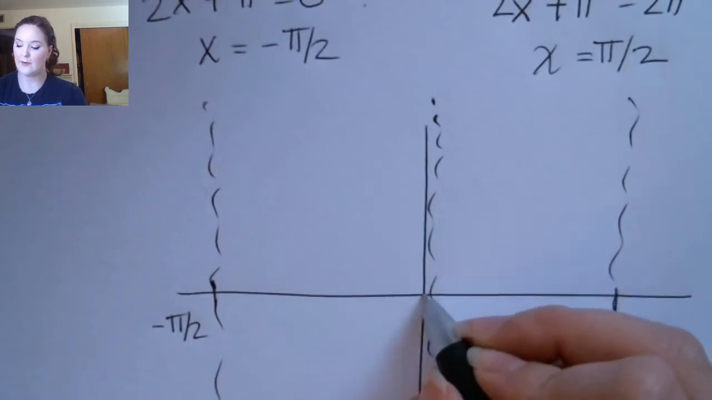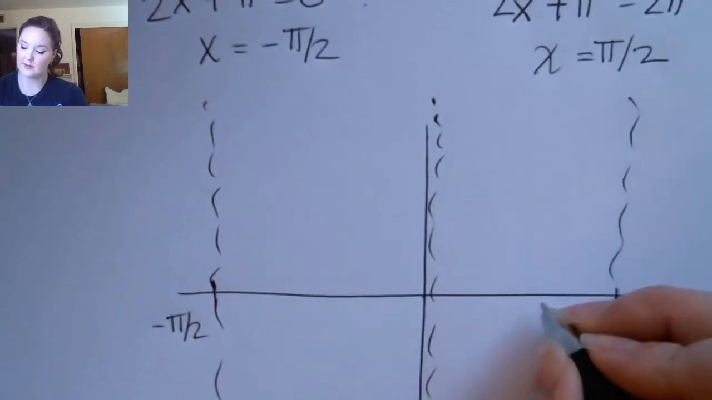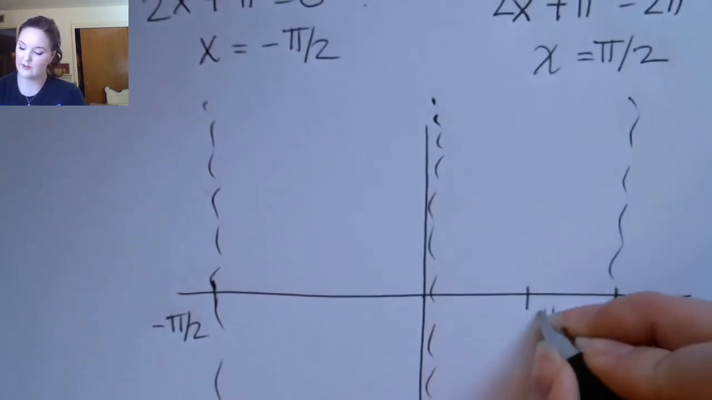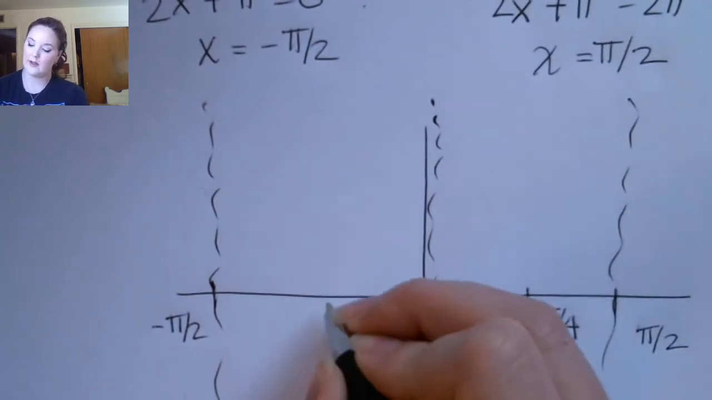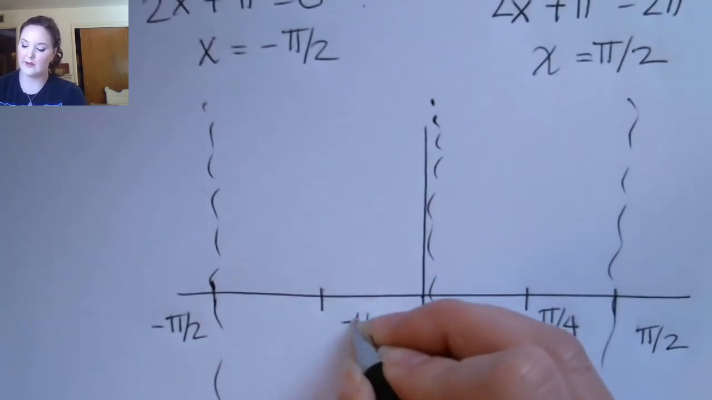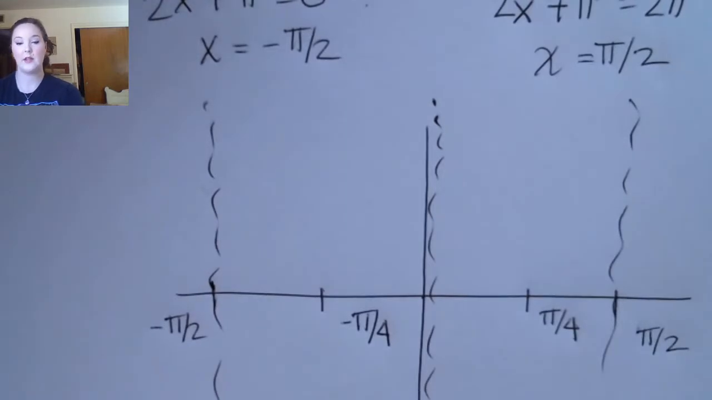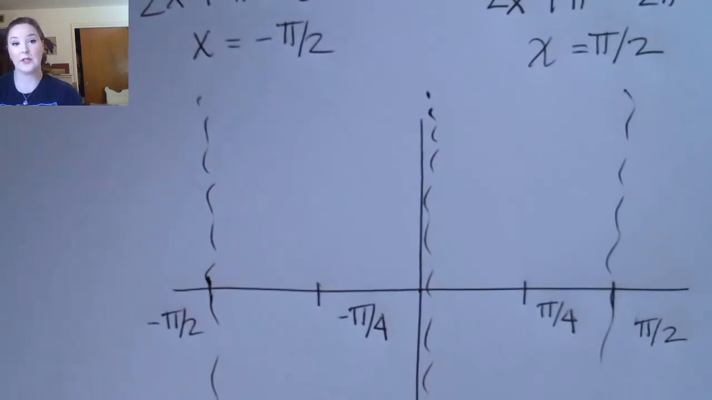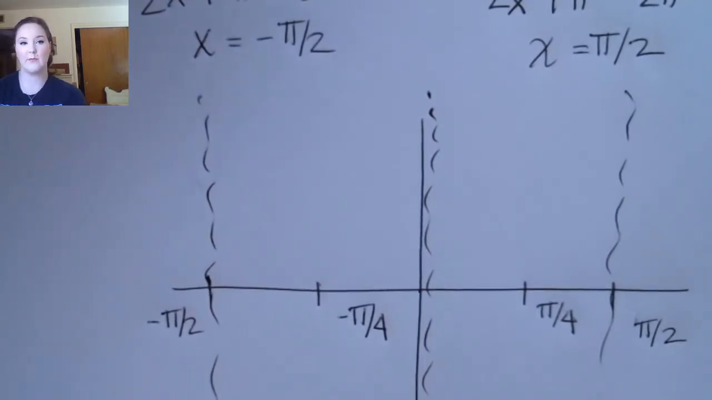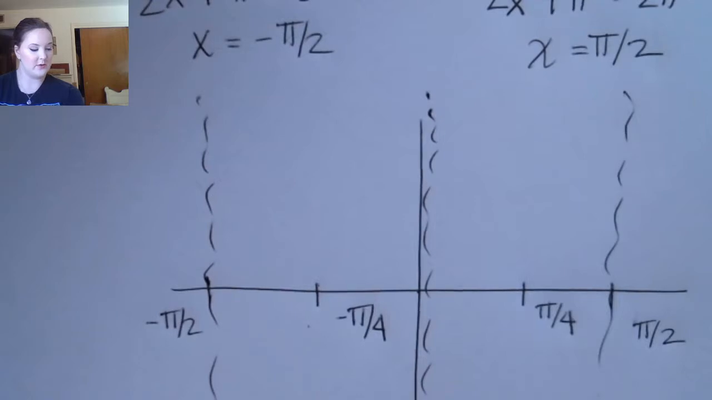So I'm going to go halfway between pi over 2 and 0. That's pi over 4. Okay, and then I'm going to go halfway here. That would be negative pi over 4. Okay, so for this graph, there's really only two key points. They're right at the bottom of those cup shaped parts of the graph. So we really only need those two.